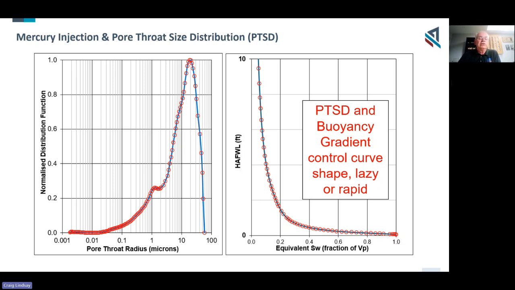And also we display the same information on the right hand side, where we see it's converted to a fluid system with oil, and the height above free water level. We see a fairly slow, well, it's actually a fairly rapid decline, because it's only 10 feet above free water level.